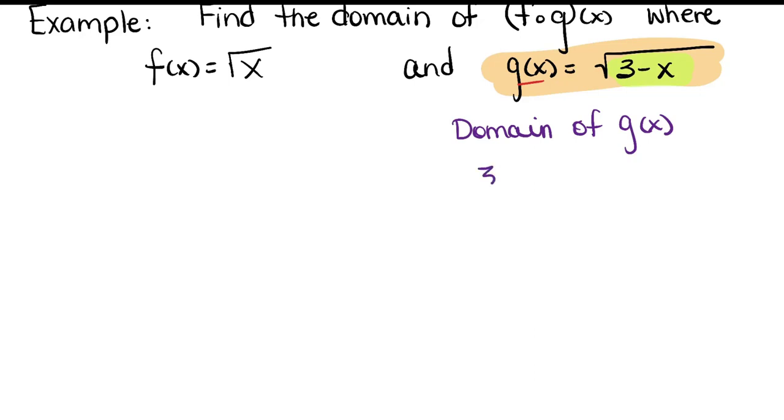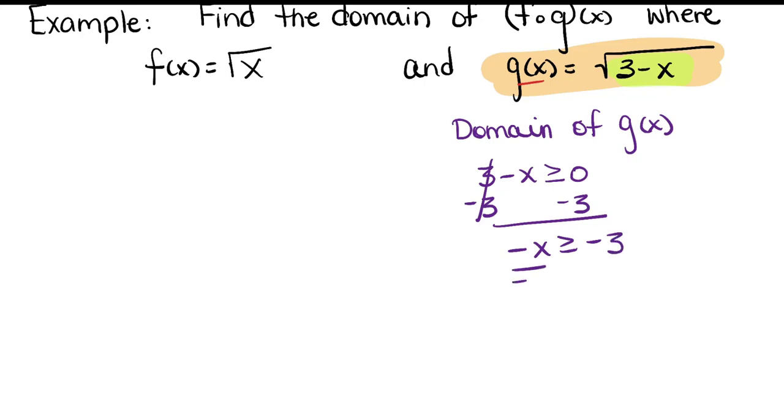So what that means is 3 minus x has to be greater than or equal to 0. So we're going to subtract 3 on both sides. We get negative x is greater than or equal to negative 3. Then we divide both sides by negative 1. And we get x is less than or equal to 3. And the reason it's less than is because I divided both sides by a negative number. So the domain of g of x is all real numbers that are less than or equal to 3.